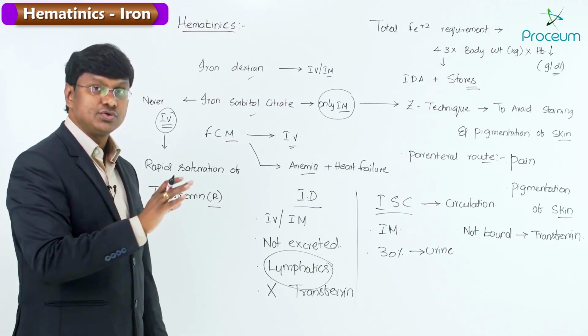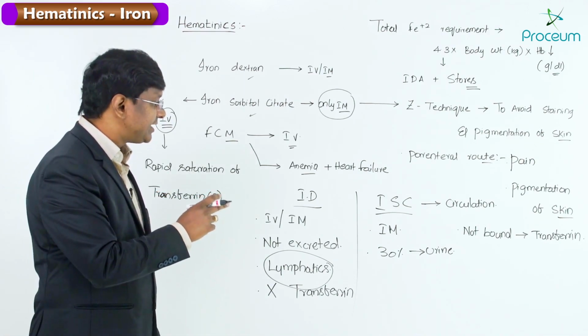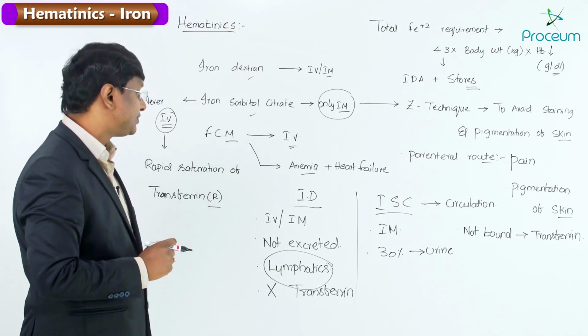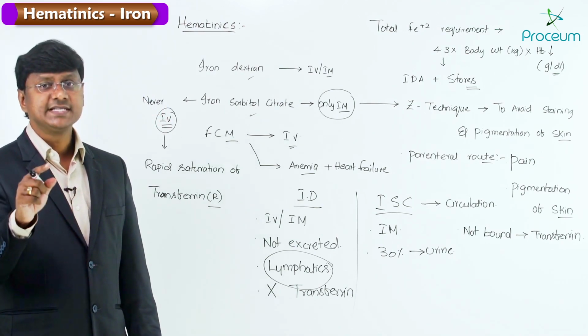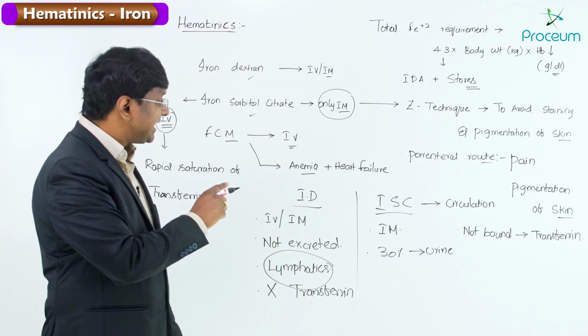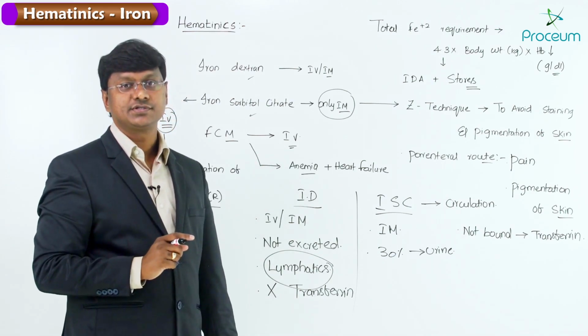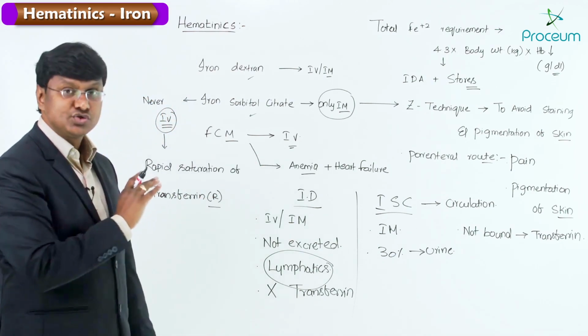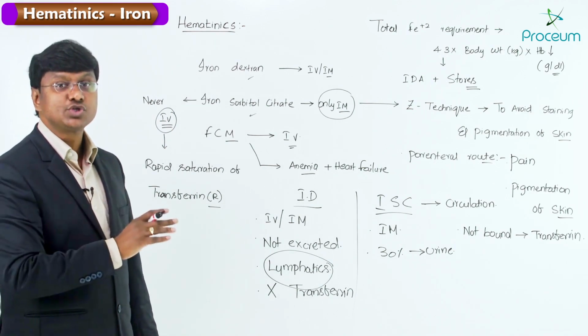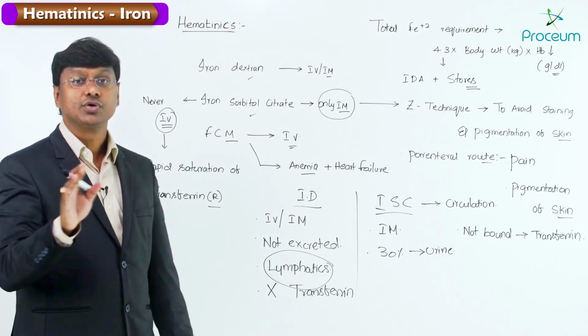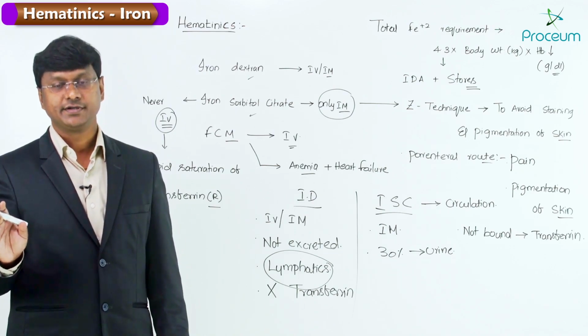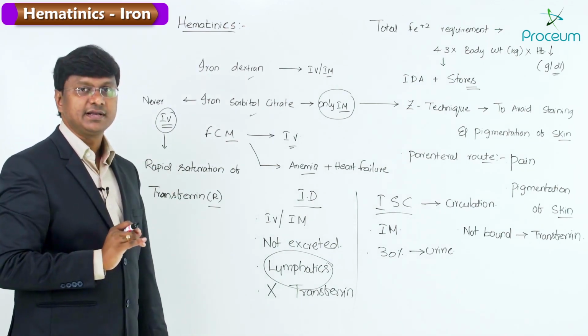And iron dextran is not at all excreted, whereas iron sorbitol citrate, 30% of it is excreted in the urine. And iron dextran is absorbed through lymphatics, whereas iron sorbitol citrate directly enters into the circulation. And iron dextran is not bound to the transferrin, whereas iron sorbitol citrate is also not bound to the transferrin. So this is about the parenteral preparations.